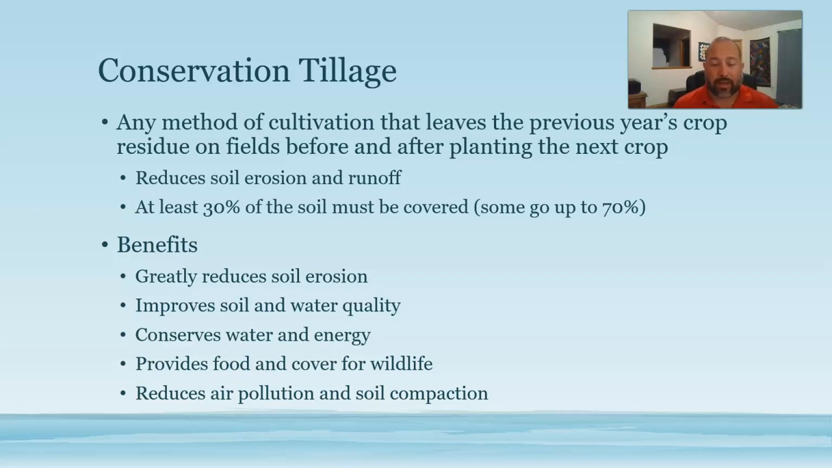How do you do this? You've got to make sure that at least 30% of the soil is covered by crop residues, and in some places they'll go up to 70% of the ground being covered by crop residues. And your benefits: greatly reduced soil erosion. You're going to improve your soil and water quality because you're just adding organic matter into the soil. You're going to conserve water and energy.